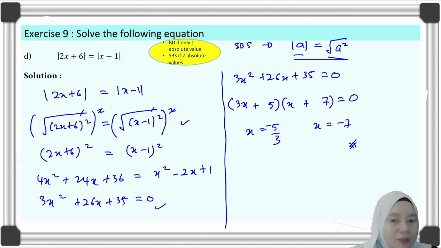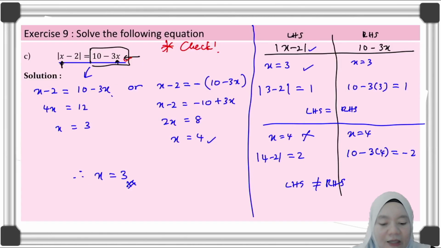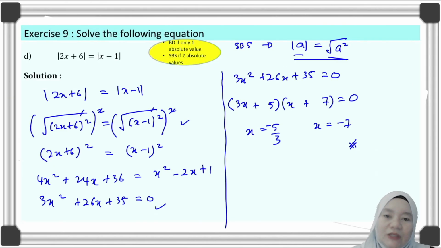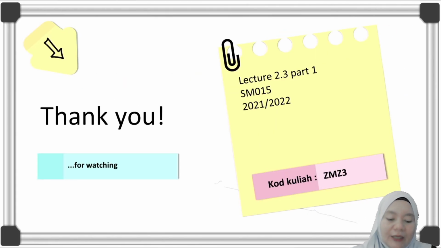Kat mana kita perlu semak jawapan? Sekiranya hanya ada satu absolute value dan di sebelah kanannya, at one side is absolute value, at one side ada unknown di situ, right? Kalau ini hanya ada satu absolute value tapi tak ada unknown di sebelah kanan, so yang ni kita tak perlu semak. Alright, so itu sahaja untuk kali ini.